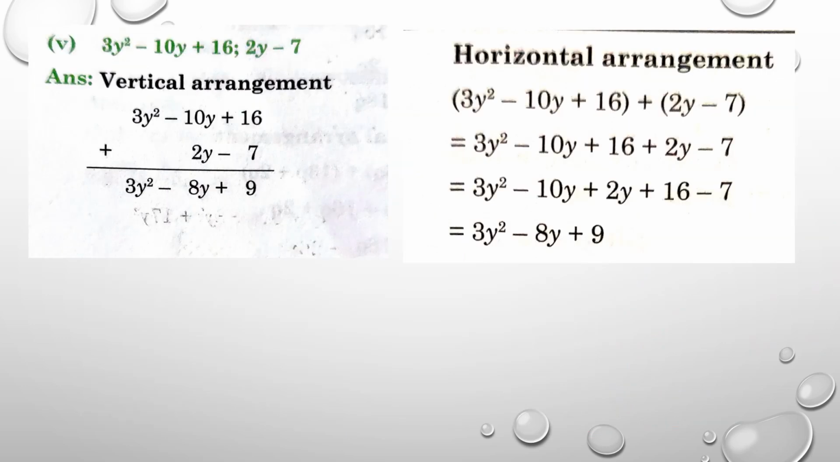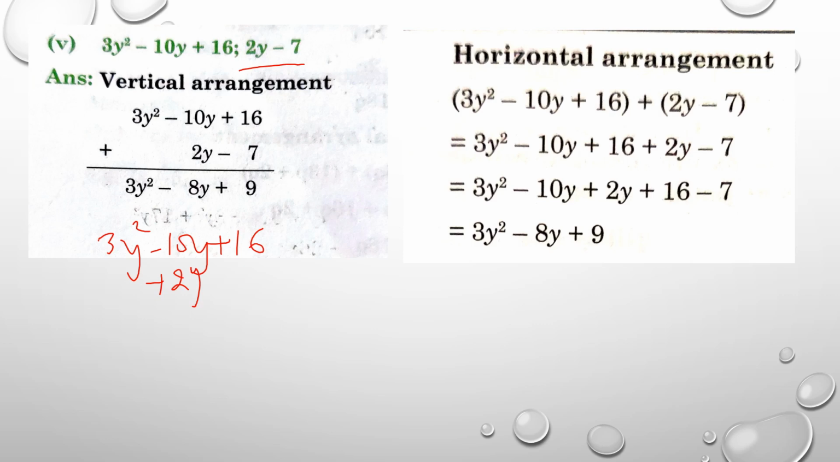Let us do the fifth sum. 3y square minus 10y plus 16. And this 2y, where you have to write? Where it is written 10y, below that you have to write plus 2y. And minus 7, where you have to write? Where it is written plus 16, below that you have to write minus 7.